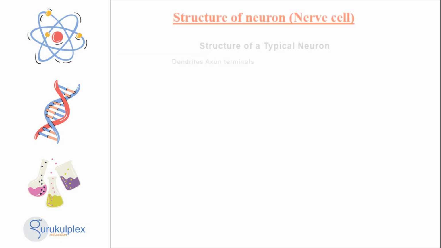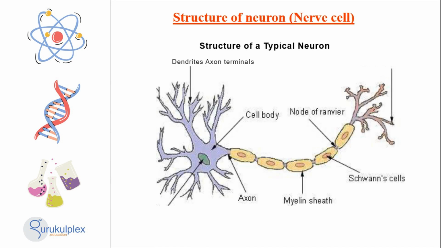A neuron is composed of dendrites, an axon, and a cell body housing the nucleus. Its purpose is to receive information through its dendrites from other neurons, process it in the cell body, and send it through the axon to other neurons.